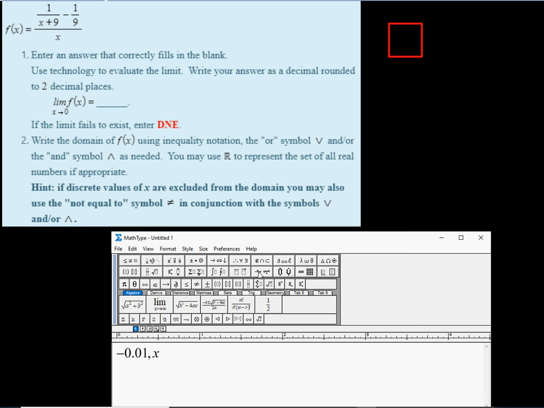X is not equal to -9, and this has to be an and statement, doesn't it? Because both of these things have to be true at the same time. It can't equal -9 and it can't equal 0. And x is not equal to 0. That's the preferred way of inputting the answer. And that's guaranteed to be right in Moodle.